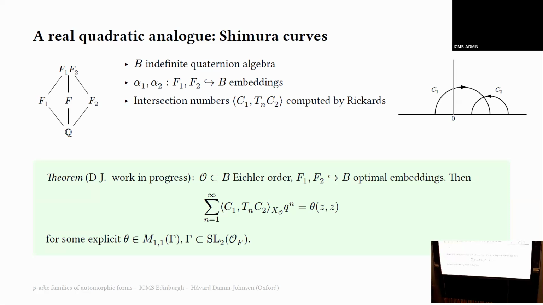The work in progress means that I haven't yet figured out exactly what the level is, which might be apparent from the proof, which I'll sketch. But yeah, this is the theorem. Are there any questions about this?